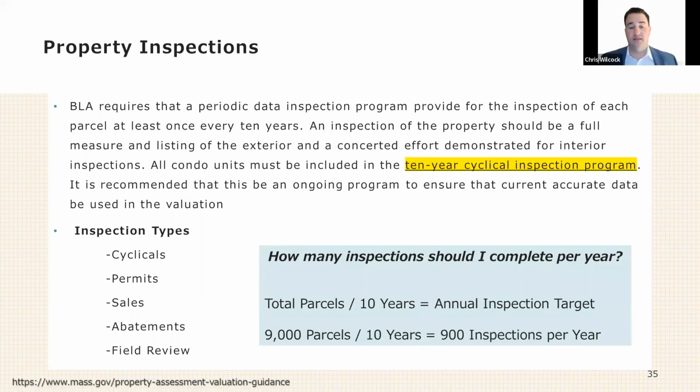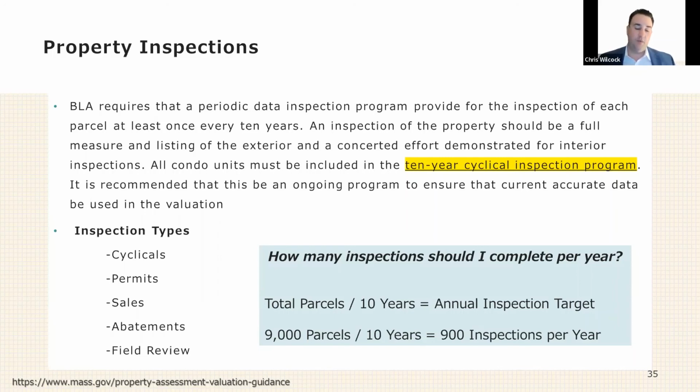Property inspections. This is a question that we do get all the time. Here's a calculation as far as what you should be inspecting annually. Your total parcels divided by a 10-year term equals your annual inspection target. So if you have 9,000 parcels over 10 years, you roughly should be hitting about 900 inspections per year to keep up with the cyclical standard.